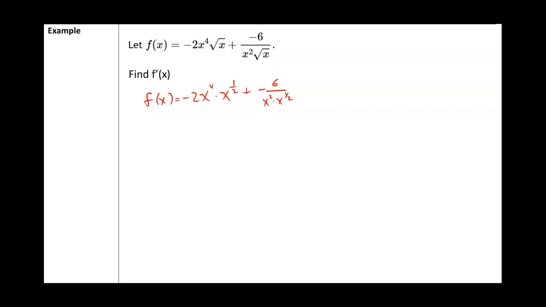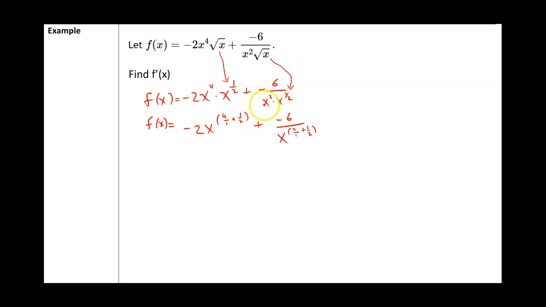I see we have a square root of x, and that square root of x, we're going to rewrite as x to the 1/2 power. Same thing here, square root of x, we're going to write that as x to the 1/2 power. Rules of multiplying exponents: anytime you multiply the same base, we add their powers. So because we're multiplying a base of x twice, we're going to combine that under a single base, and we're going to add the exponents. So 4, we're going to write that as 4 over 1 plus 1/2.